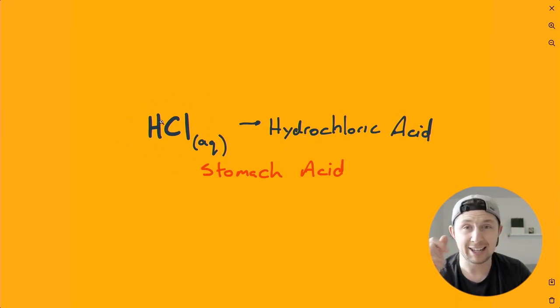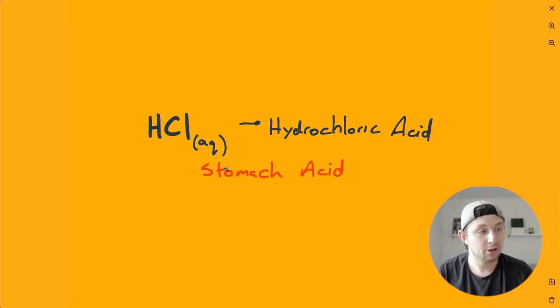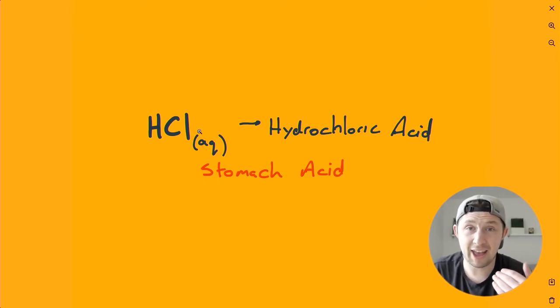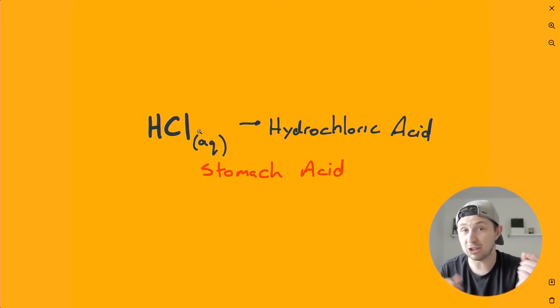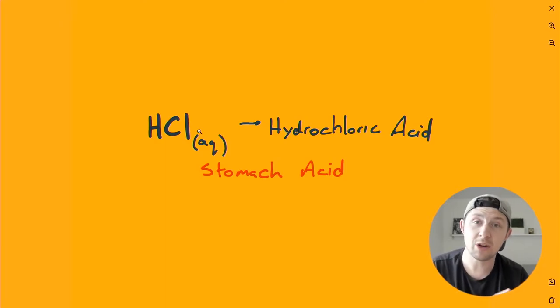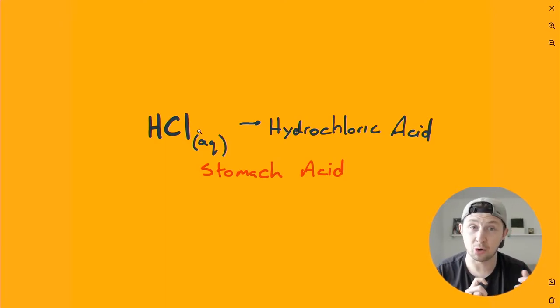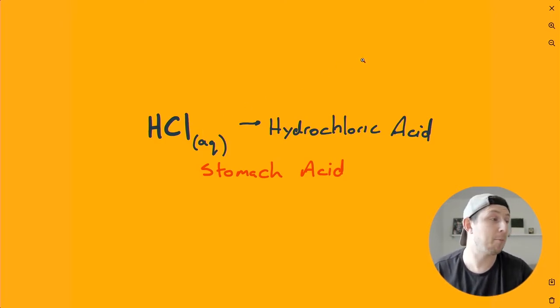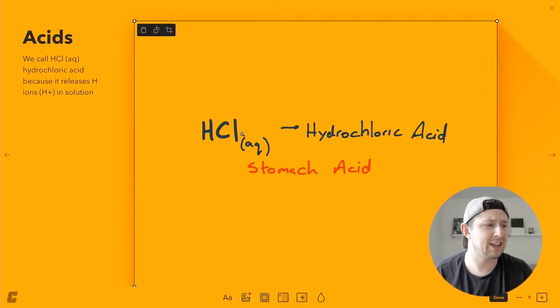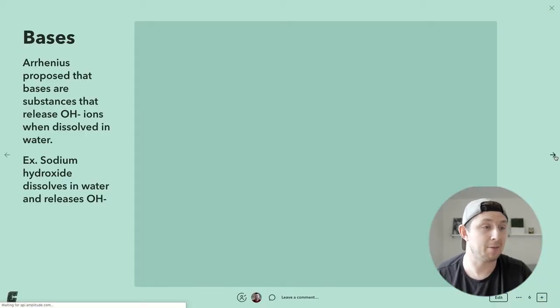Hydrogen chloride as a gas, when it gets dissolved in water, becomes aqueous, and now we need to give that an acid name because it goes from just this gaseous form to an aqueous form, and so we call that hydrochloric acid, or stomach acid. That's the example that we used as our classic example. This guy has an H+ ion present in there, and so that's why this guy becomes an acid.